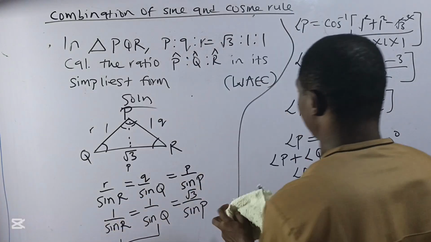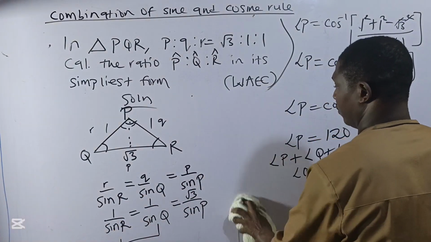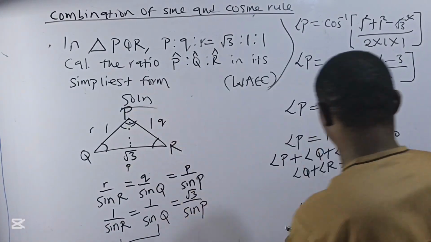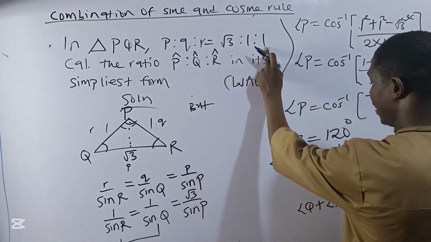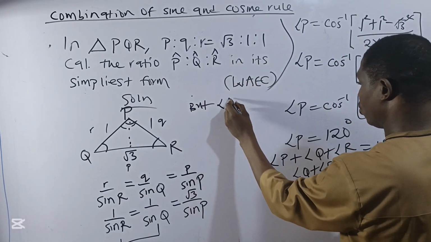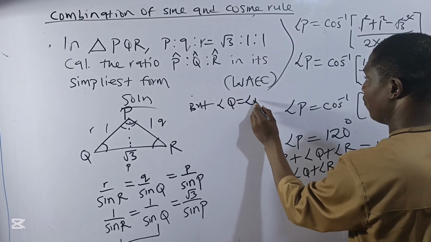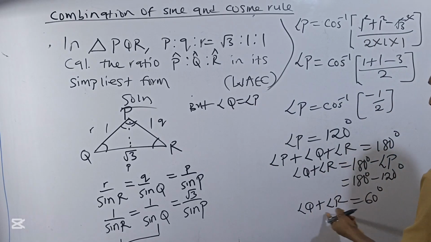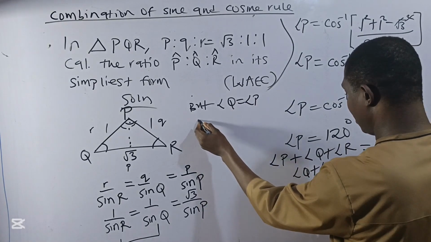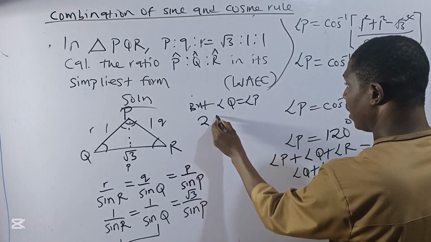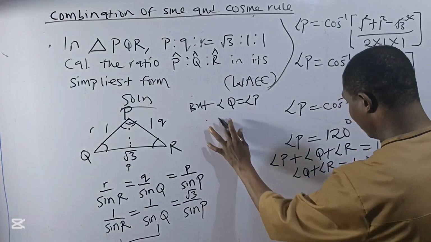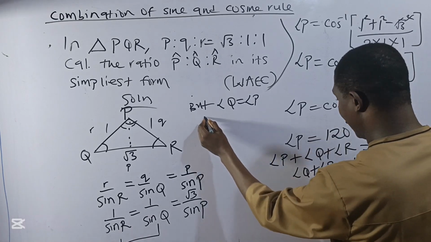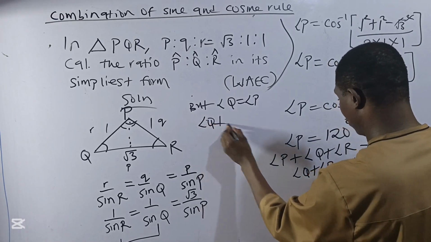And after that, you simply say, but these two sides are equal, so therefore angle Q equals what? Angle P. So if the two of them are equal, you can simply say, to make it easy, since the two of them are equal, I can say angle Q plus what?